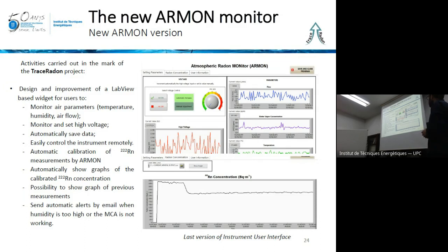LabVIEW program for monitoring the radon and also monitoring all the other parameters of the air that is coming to the instrument, for example the flow, the water concentration, and the temperature. It controls the voltage applied to the detection volume and monitors the radon concentration.